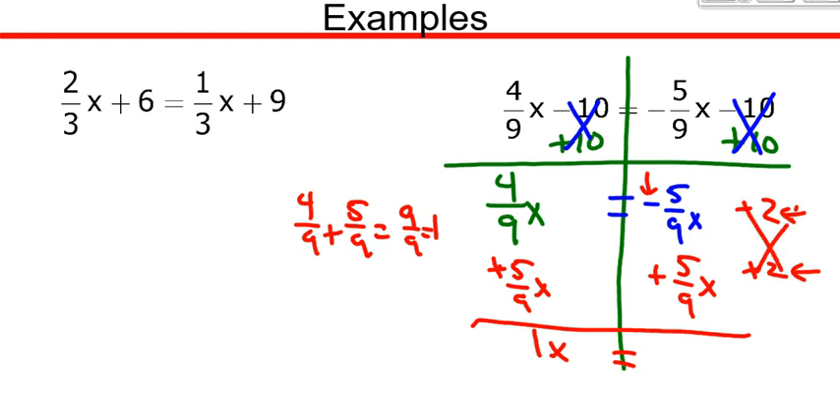So since these are 0, these are a similar concept. This is also 0. And you can put it in your calculator if you're not sure. Negative 5/9 plus 5/9 in your calculator will tell you it's 0. Then I just need to divide by 1. And the 1's cancel. So x is equal to 0 divided by 1, which is 0.